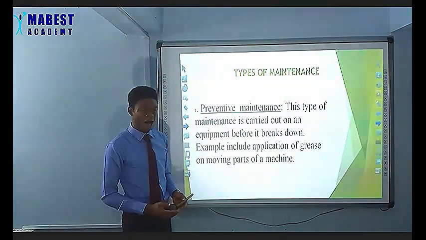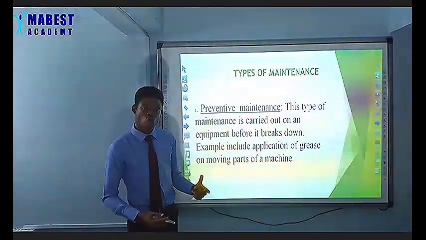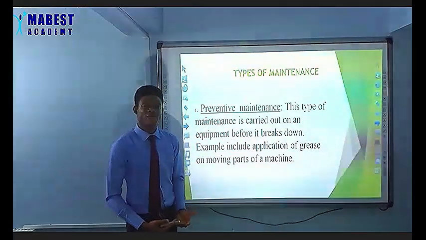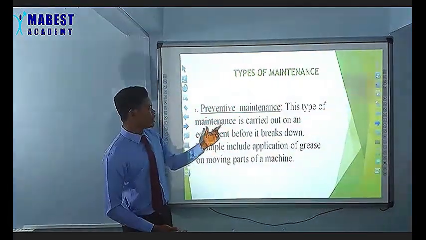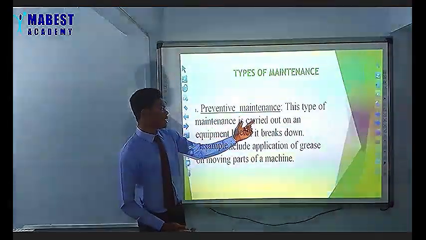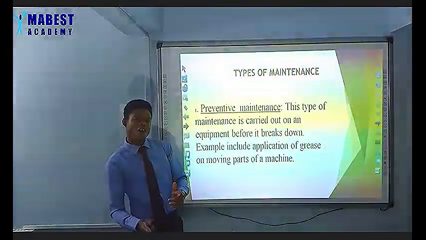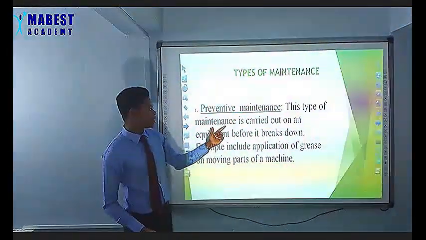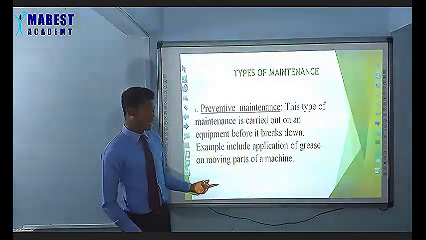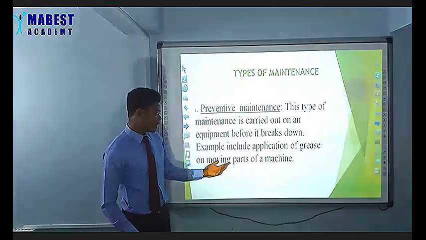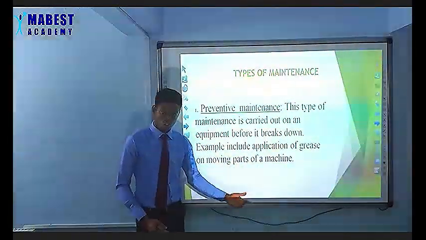To avoid. So, the maintenance that is carried out to avoid an equipment from breaking down or from shutting off is what? Preventive maintenance. The action that you carry out on an equipment before it breaks down. That is what? Preventive maintenance. Now, what are the examples that we can have? The example on the slide I have here is the application of grease on moving parts of a machine.